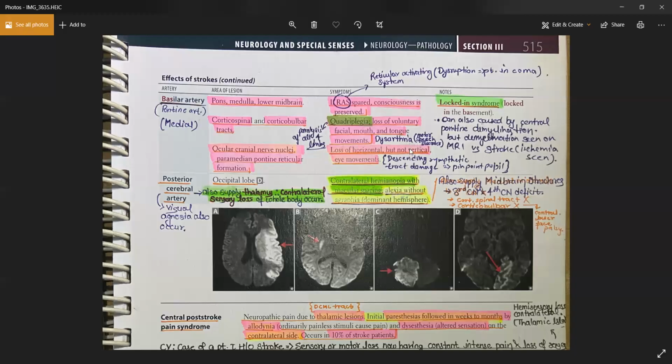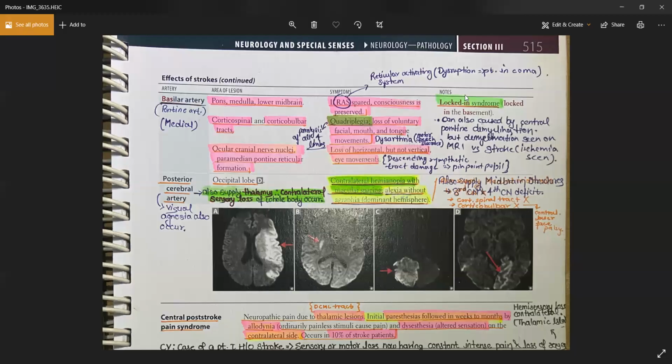But the vertical gaze, it is given by the superior colliculus, right? So the vertical gaze will be preserved, but you get the loss of horizontal gaze. And this is known as the locked-in syndrome. Is that okay? Complete paralysis of all the body parts. You can sense everything. They can sense the pain. They can sense the temperature, but they just can't do anything. Their body is completely paralyzed. Okay.